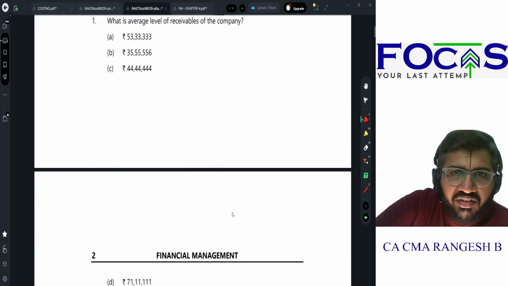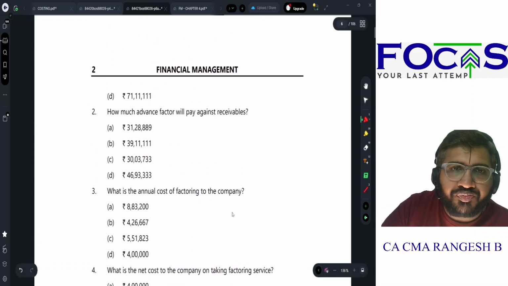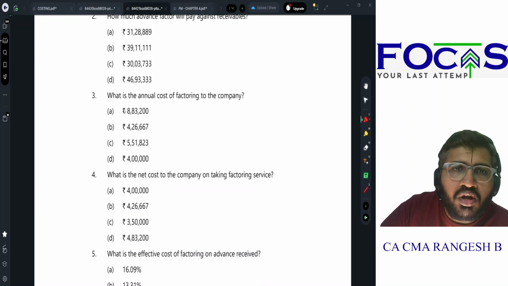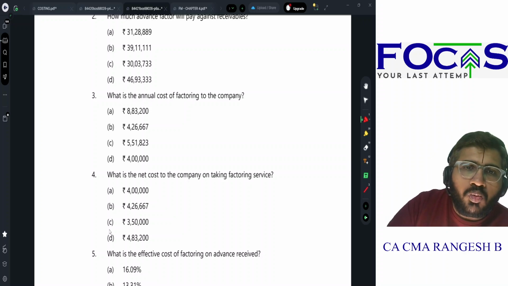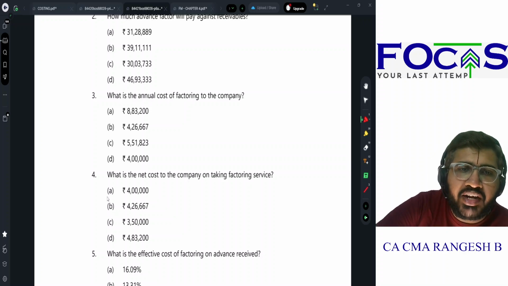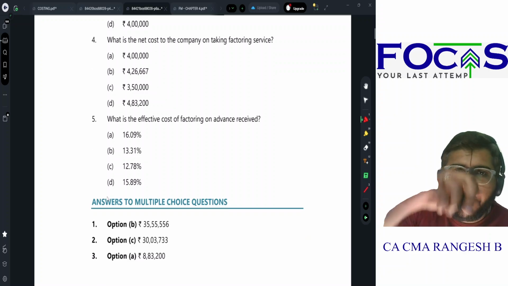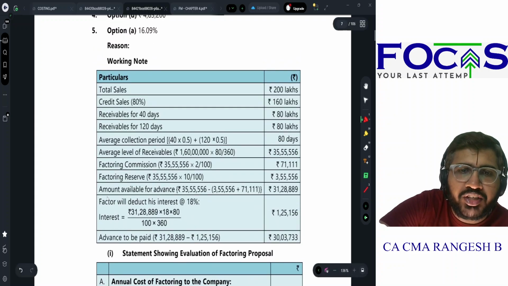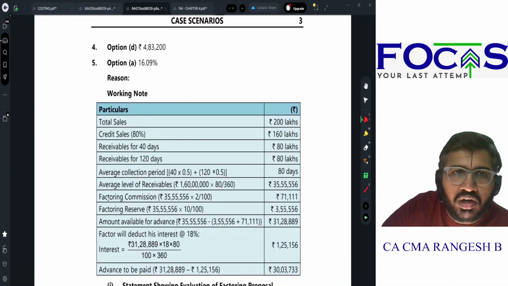What is the average level of receivables of the company? How much advance will the factor pay against receivables? What is the annual factoring cost? What is the net cost for the company if it takes factoring service? What is the effective cost of factoring on advance received? So this is the question they have asked you. Now let us solve the numbers.